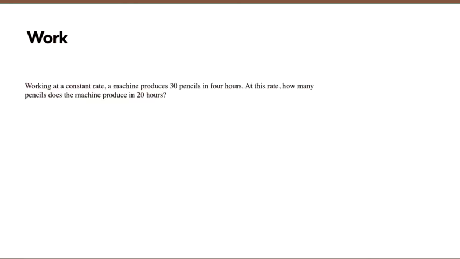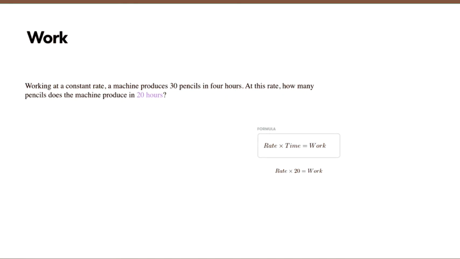Now, let's look at a sample work question. Working at a constant rate, a machine produces 30 pencils in 4 hours. At this rate, how many pencils does the machine produce in 20 hours? Now, notice we're concerned with determining the machine's output, so we'll use the formula rate times time equals work. Now, the output we're looking for is specifically an output after the machine has worked for 20 hours. So we can input 20 for time into the formula and arrive at the equation rate times 20 equals work.